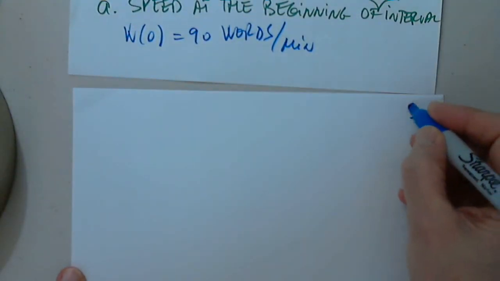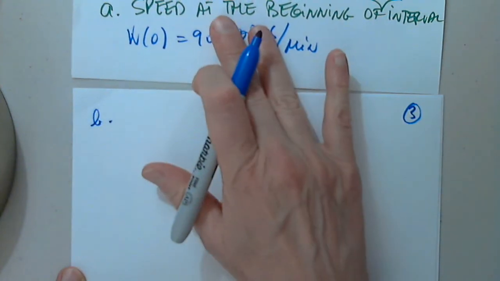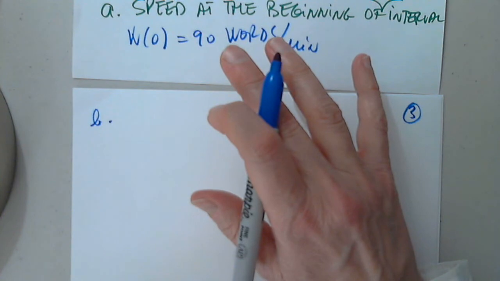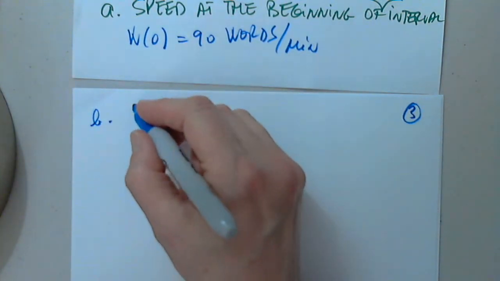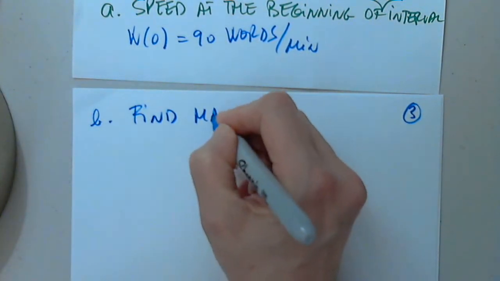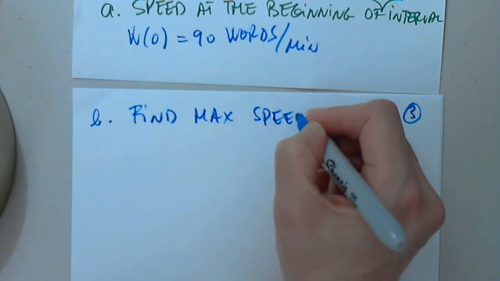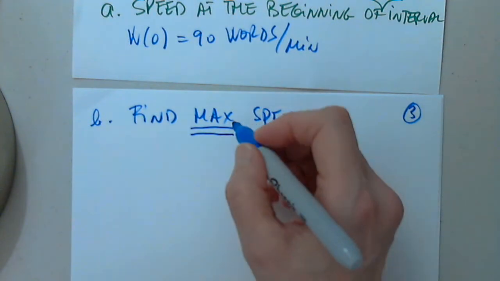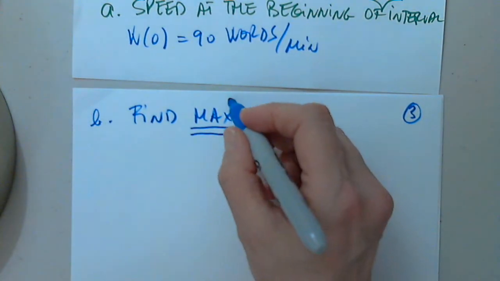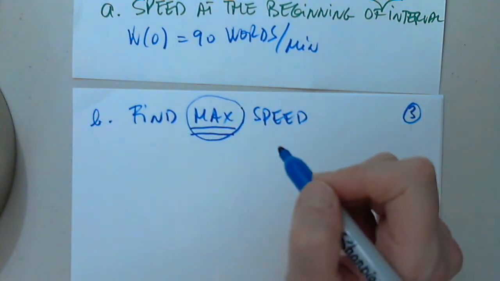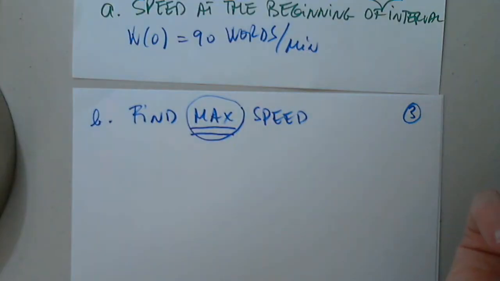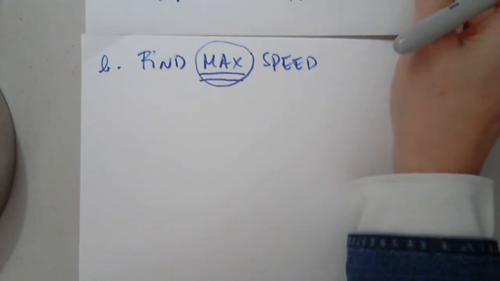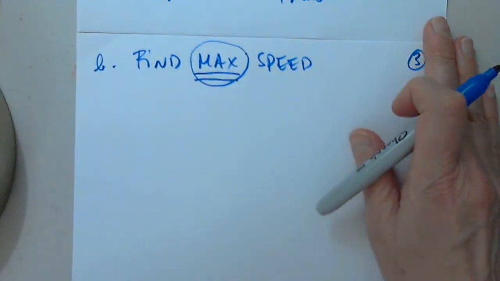Okay, this is my page 3. Okay, in part B. Find the maximum speed and when it occurs. In the past, what did we do to find maximum, or minimum speed or minimum of a function? What did we do? What was the first step? Well, we find critical numbers.